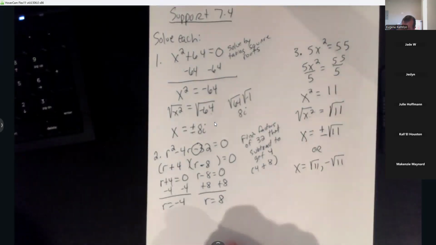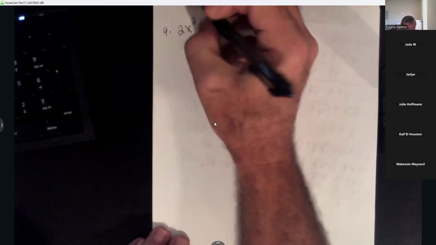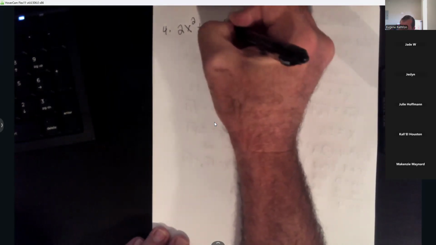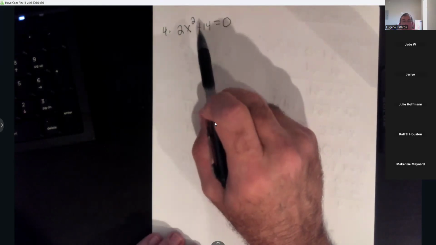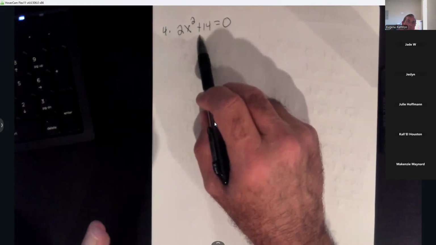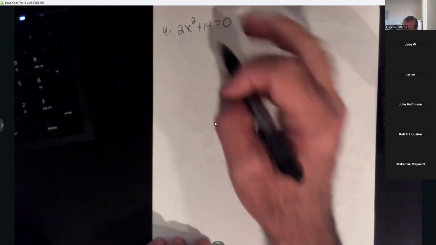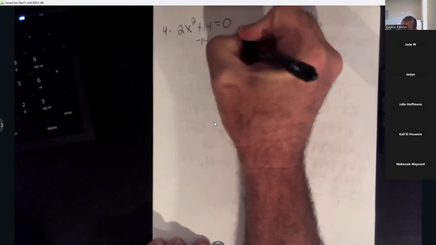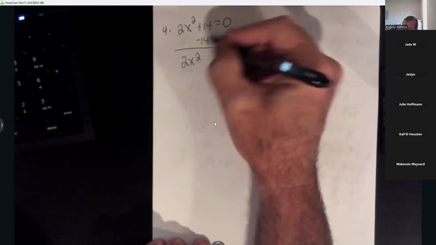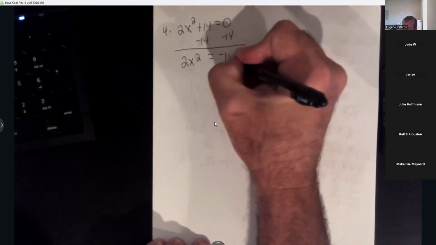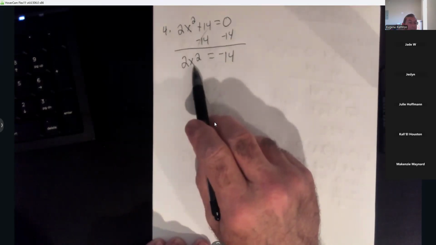All right, y'all, we've got a couple more in this section. So number 4, they had 2x squared plus 14 equals 0. Notice, I don't have the x term again, so I'm going to square root it. A lot of this section is doing square root stuff, okay? So we've got to subtract 14 first, because we've got to get that x squared by itself. So the 2x squared, that cancels, and that's going to equal negative 14. Then I want to divide by 2.